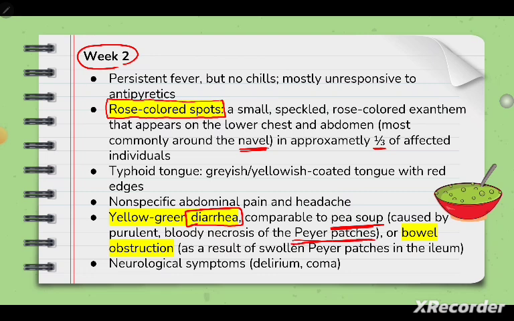And patients can also complain of constipation up to the degree of bowel obstruction or intestinal obstruction as a result of swollen Peyer's patches in the ileum. So patients can complain of constipation or diarrhea, not only diarrhea. The last point is neurologic symptoms such as delirium and coma, and this is caused by the endotoxin secreted by the bacteria.